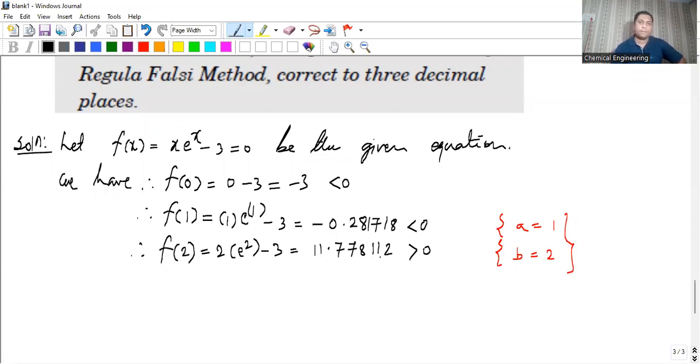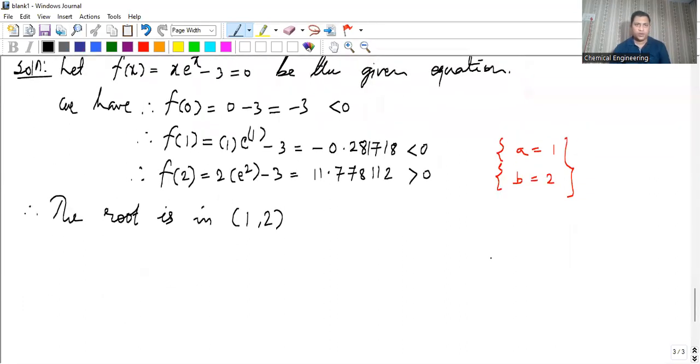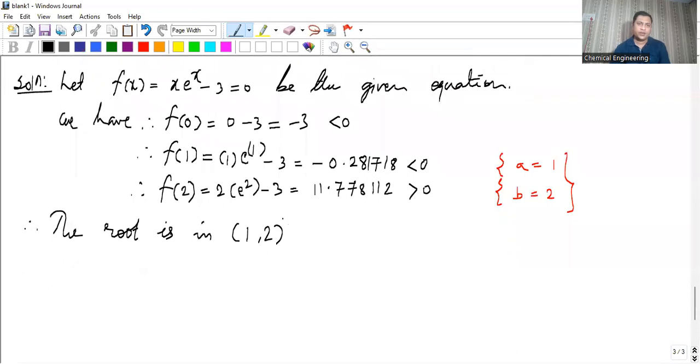The function value at 1 is less than 0, and the function value at 2 is greater than 0. That means the function takes the value 0 between 1 and 2, and hence we can say the root is in the interval 1 to 2. Got this idea? So the root is in the interval 1 to 2, and hence we go by the Regula Falsi method.